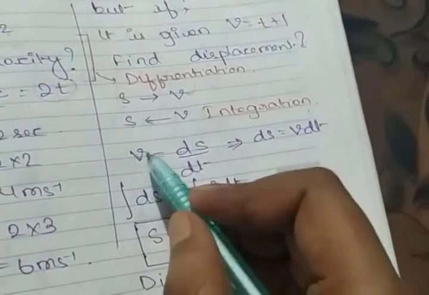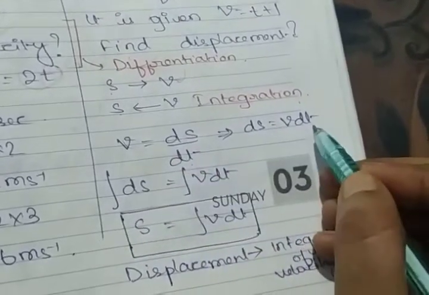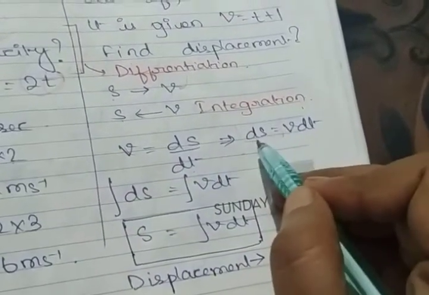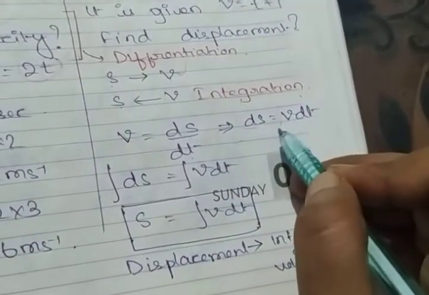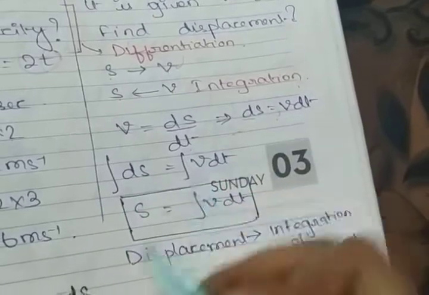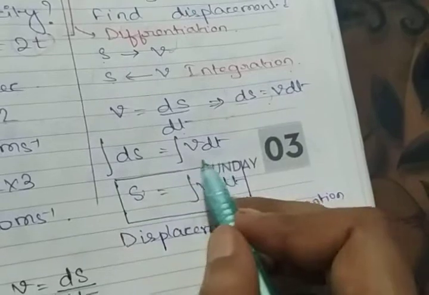Now you have understood v is equals to ds upon dt. So ds will be equals to v dt. So integrate it. This is for a small value, so to find the whole displacement, I will integrate it. Let us integrate it. So this will give me the total displacement s, which is equals to the integral of v dt.